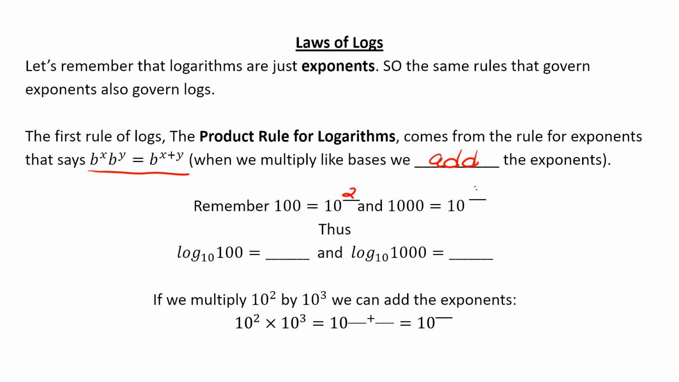and 1,000 is equal to 10 cubed. So the exponent you put on 10 to get 100 is 2. The exponent you put on 10 to get 1,000 is 3. So if you multiply, you can add the exponents. 10 squared times 10 cubed is 10 to the 2 plus 3, which is 10 to the 5th.